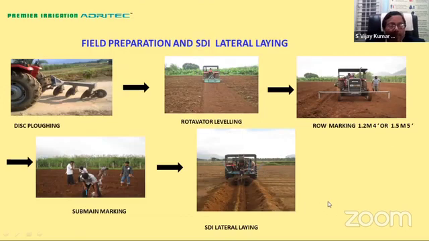This is one of our fields, and you can see first we'll have the disc ploughing that is done, and then the field has to be leveled totally. And once the field has been leveled totally, then we have the row marking. So farmers typically use a PVC pipeline, and if the row spacing is 1.2 meters to 1 meter, you can have the marking very neatly done. And once the marking is done, then the submain has to be marked out. And once the submain is marked out, after that, you will have the attachment to the tractor, and the subsurface drip irrigation lateral is laid out into the soil. I will show you that machine in the next slide.